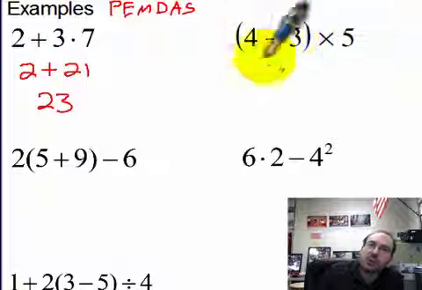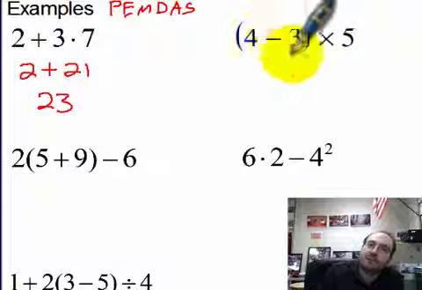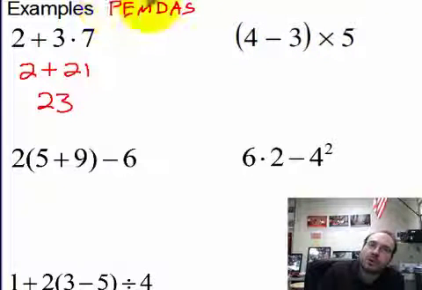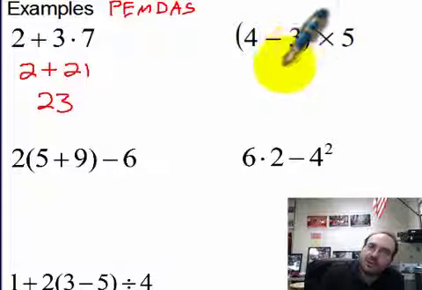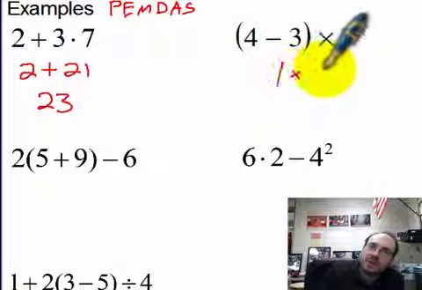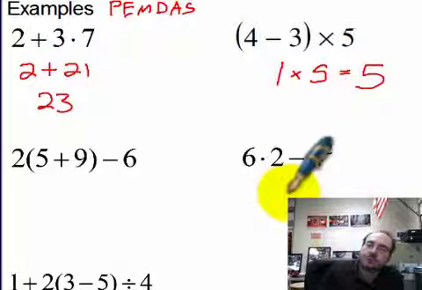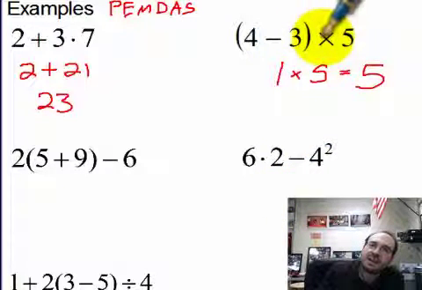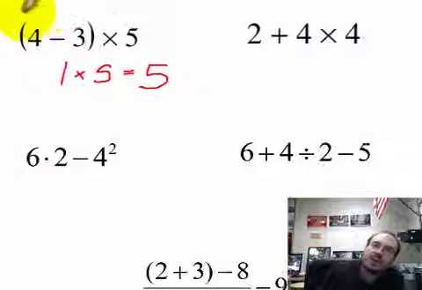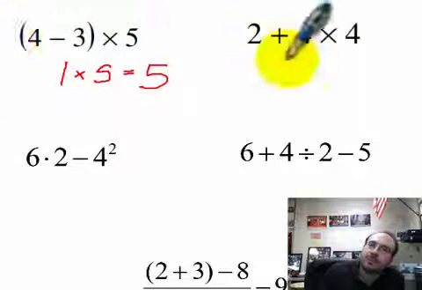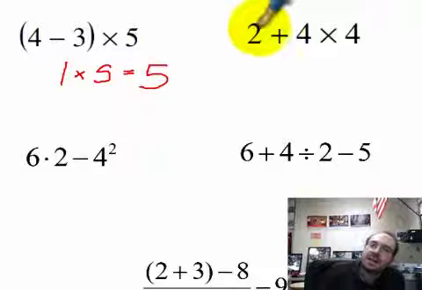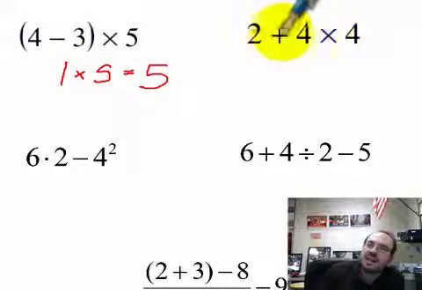Now here I have parentheses around the 4 and the 3. So parentheses comes before multiplication. So I would do the 4 minus 3 first, and I would get 1 times 5, which gives me 5. Okay? So in this case, multiplication didn't happen before the subtraction because of the parentheses. The parentheses are first.